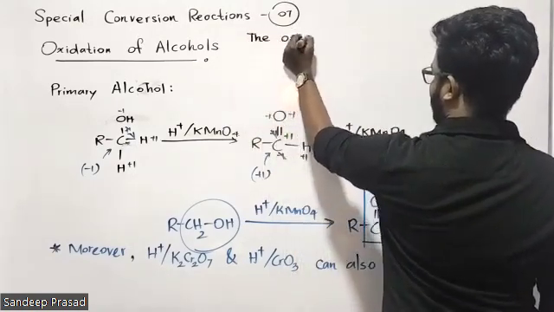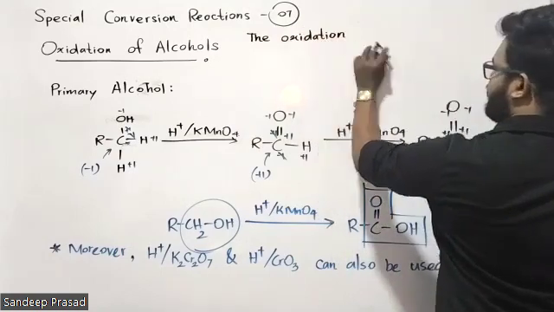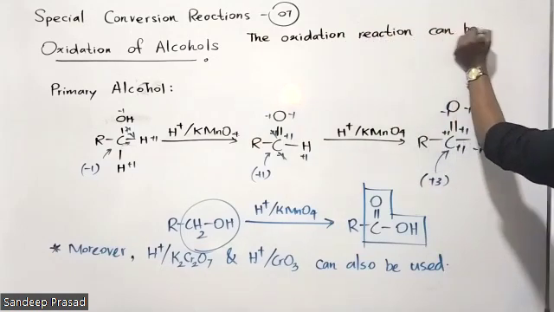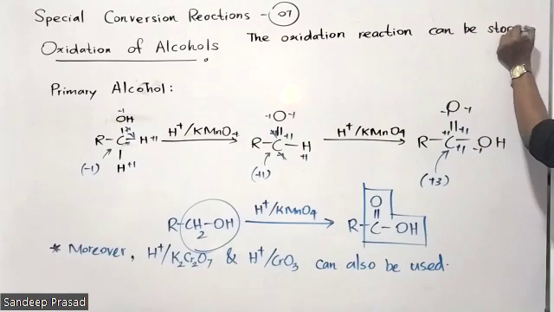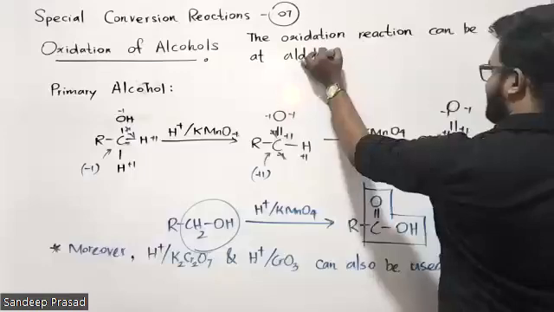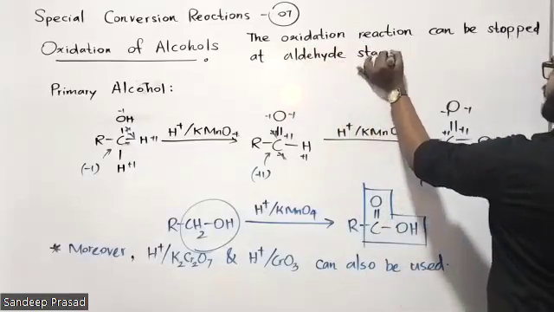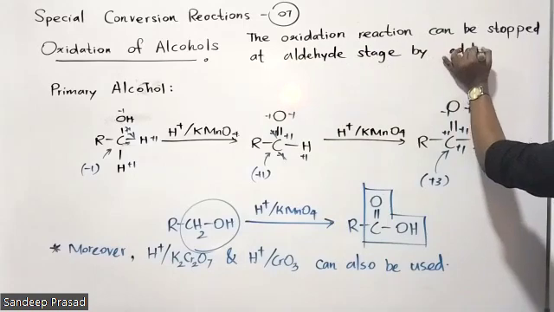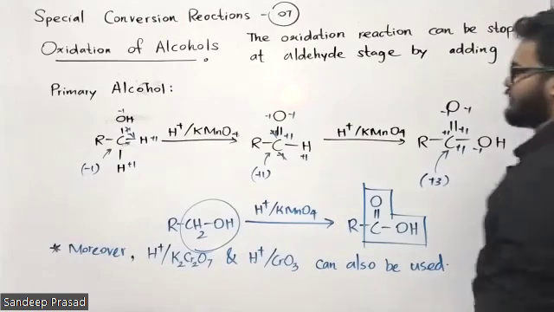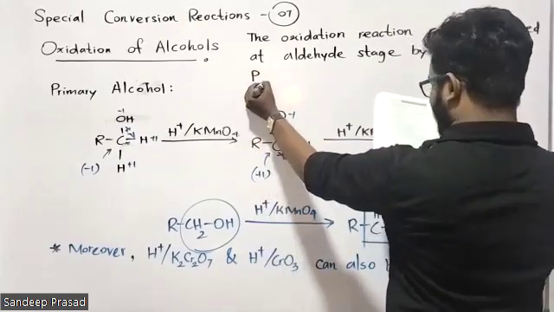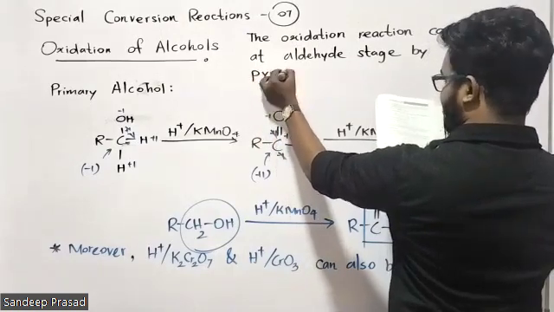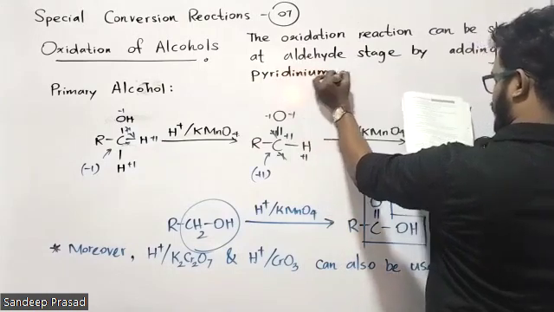The oxidation reaction, write with me. Take the red color pen and write down. The oxidation reaction can be stopped at the aldehyde stage by adding... Okay? Listen to this compound. Look at this one compound. This is known as pyridinium chlorochromate. Write down that one correctly. Pyridinium chlorochromate.